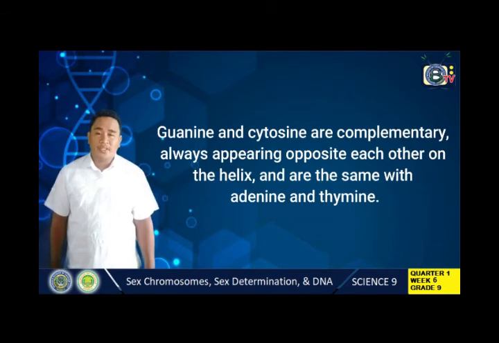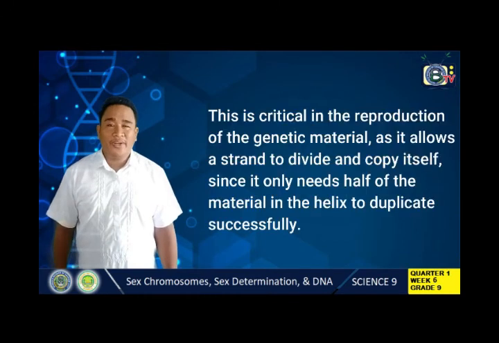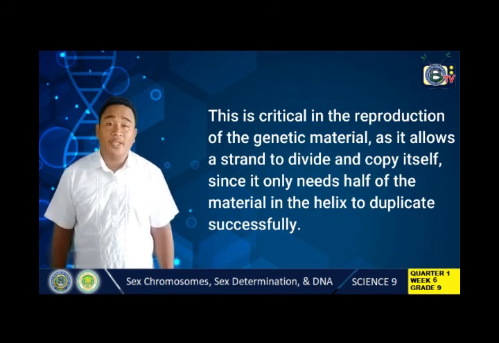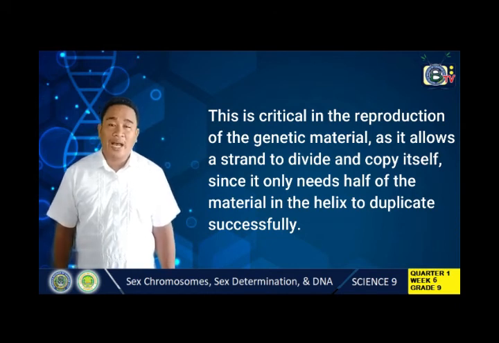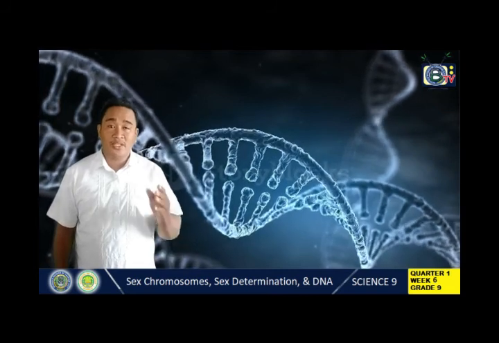Guanine and cytosine are complementary, always appearing opposite each other on the helix, and it is the same with adenine and thymine. This is critical in the reproduction of the genetic material as it allows a strand to divide and copy itself, since it only needs half of the material in the helix to duplicate successfully. The structure of the DNA is actually in a double helix arrangement as shown in this figure.